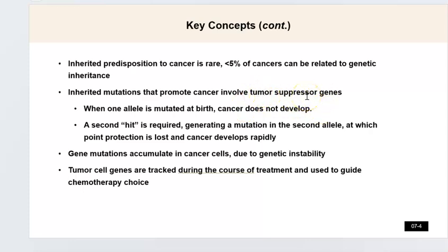So most of these will involve some manipulation of tumor suppression genes. When one allele is mutated after birth, cancer does not develop. But a second hit then is required, generating a mutation in that second allele, at which point that protection becomes lost and cancer can grow and spread. Gene mutations accumulate in cancer cells due to our genetic instability. Tumor cell genes are tracked during the course of treatment and used to guide chemotherapy choices.